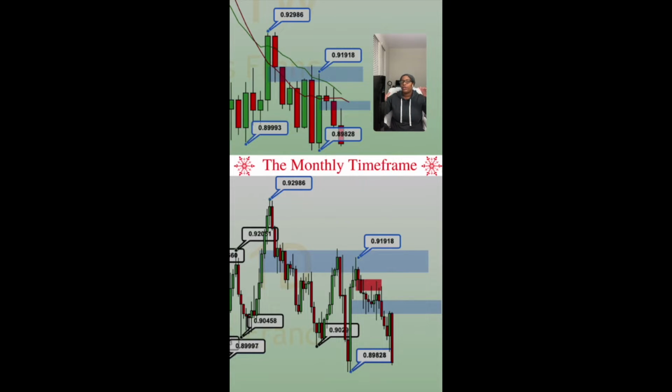Remember what I said earlier? Price doesn't do anything different on any time frame. You just see more candles or less candles. That's what I mean. Okay? So don't have too many time frames.